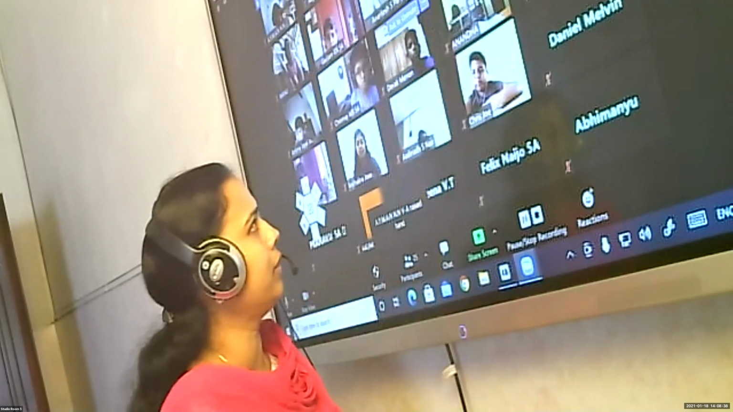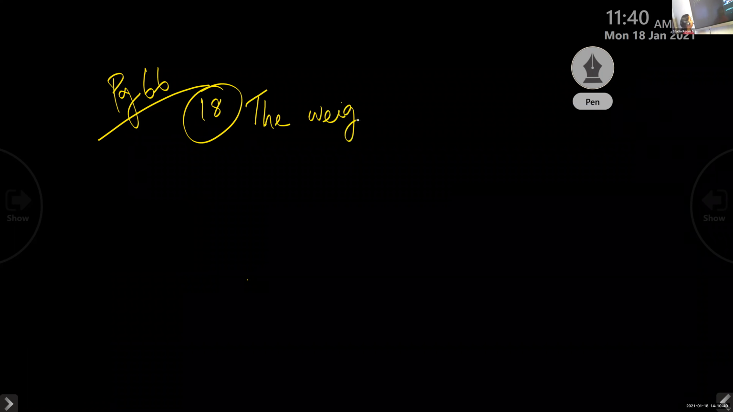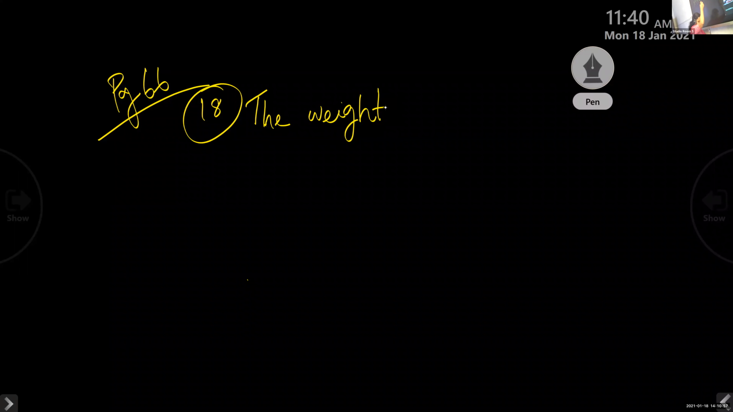Question number 18. So we can write the weight of the first student. In this lesson we are only comparing. So here we have to find out which is heavier. Heavier means which decimal is greater. No name is written, so we can write weight of the first student and second student.